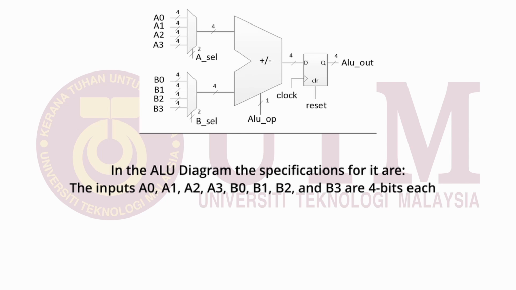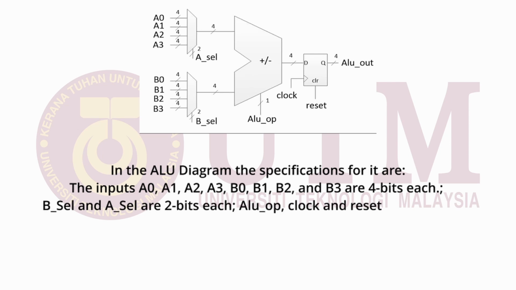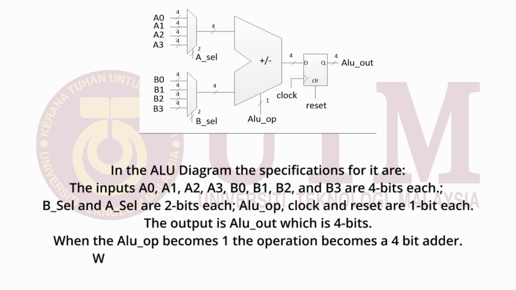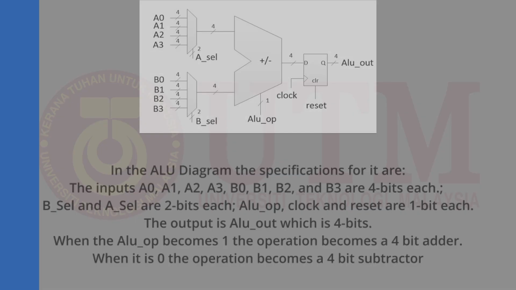In the ALU diagram, the specifications are: the inputs A0, A1, A2, A3, B0, B1, B2, and B3 are 4 bits each. B_SEL and A_SEL are 2 bits each. ALU_OP, clock, and reset are 1 bit each. The output is ALU_out, which is 4 bits. When ALU_OP is 1, the operation becomes a 4-bit adder. When it is 0, the operation becomes a 4-bit subtractor.